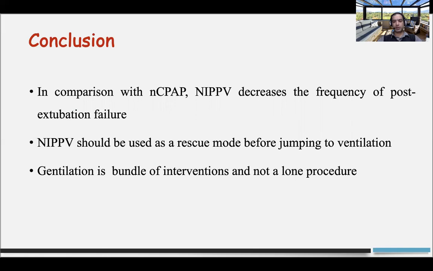That is, one has to ensure that the baby receives antenatal corticosteroids. We use non-invasive respiratory support. We use caffeine and other modalities in combination to get good outcomes.